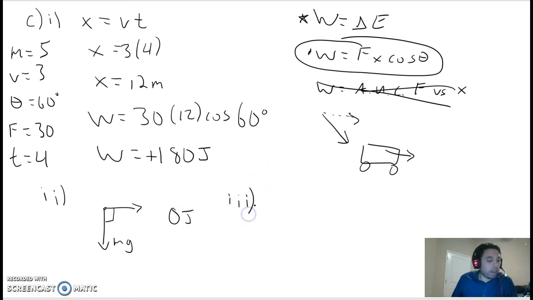All right, part III wants to know how much work the normal force is doing. Same thing. Again, normal force is straight up. Object's moving to the right. That's a right angle, 90 degrees. You're not doing any work. Sorry, normal force. You lose.